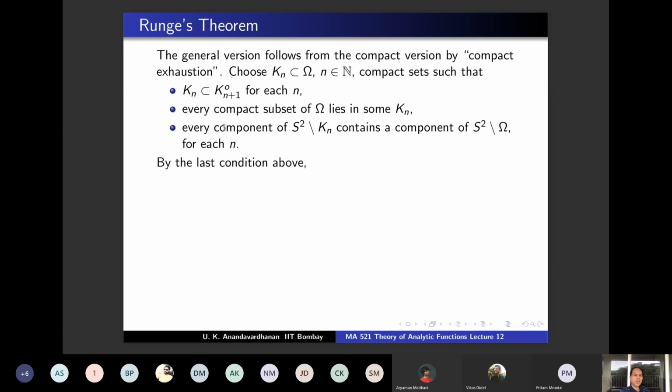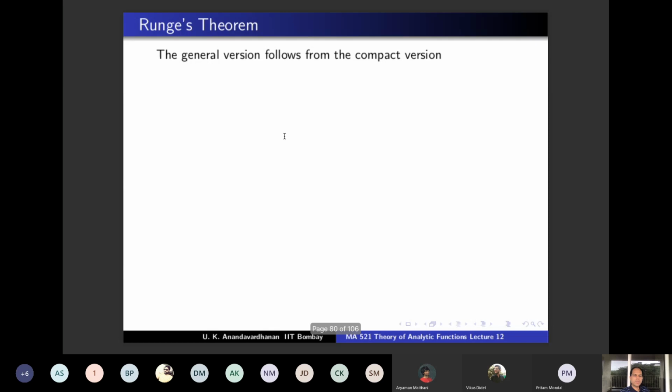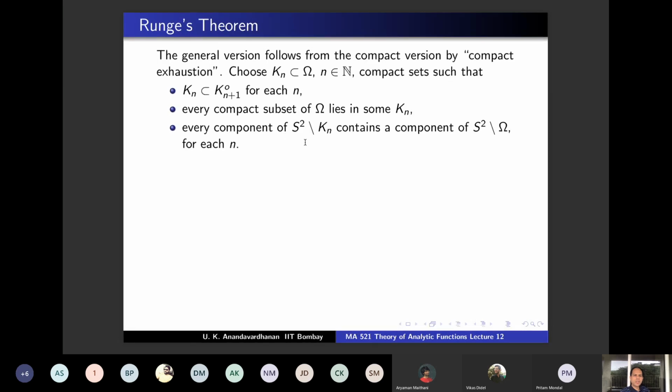So by the last condition above, what is the condition in Runge's theorem? The pre-assigned set A meets every component of S2 minus omega. And by this compact exhaustion, every component of S2 minus Kn contains a component of S2 minus omega. So if A meets each component of S2 minus omega, then A meets each component of S2 minus Kn.